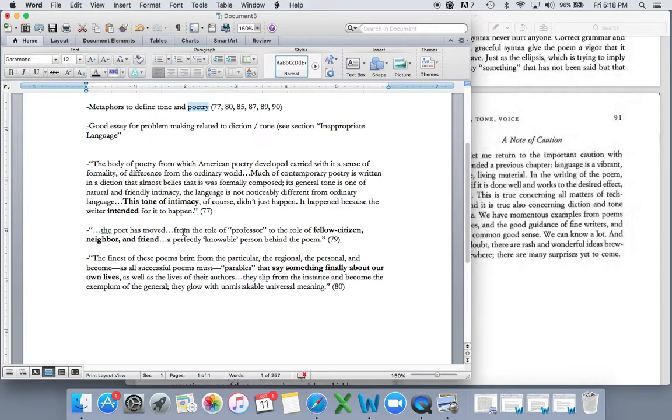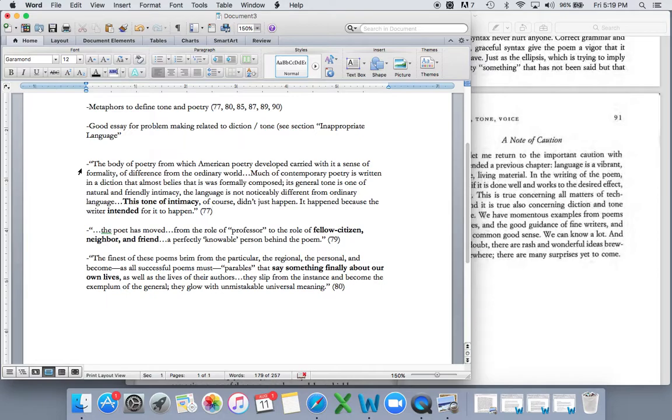They're not going to necessarily add anything to this idea of definition, but they'll help me make a few points that I've highlighted here about poetry in general and also tone. So on page 77, she's kind of giving the history a little bit. She's giving a scope of what poetry has been like and how it's developed.